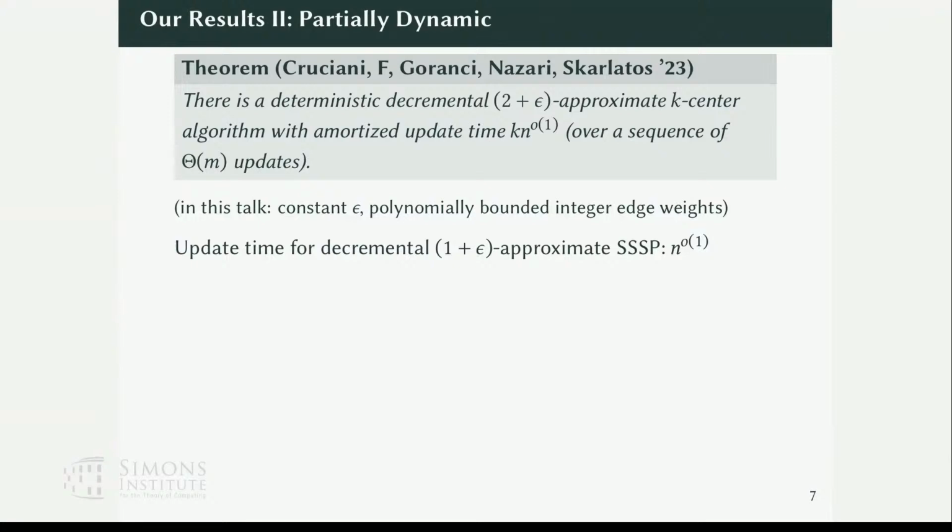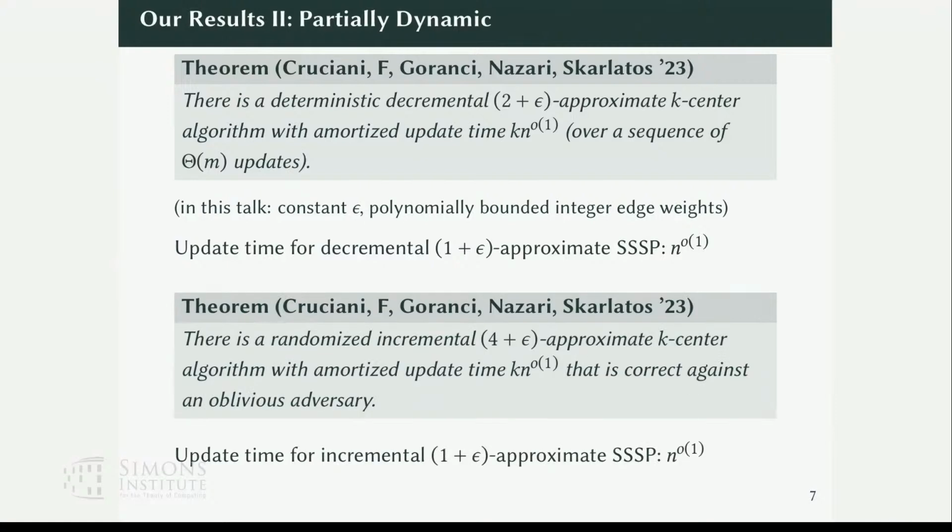We get an overhead of k. So there the update time is k times n to the little o(1). So again, that's in line with what we have for approximate single source shortest path, n to the little o(1) update time. And then in the incremental setting, where we have edge insertions, we also get this. But there, it's actually a bit challenging, and I will tell you later why. And we get a 4 plus epsilon approximation, not a 2 plus epsilon approximation.